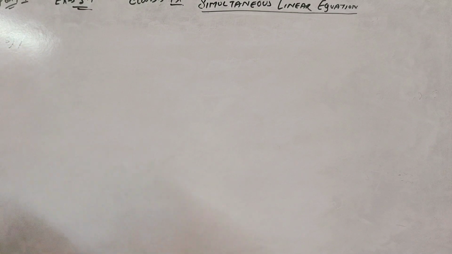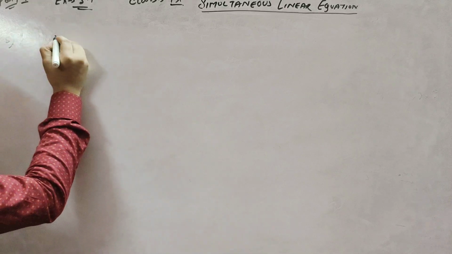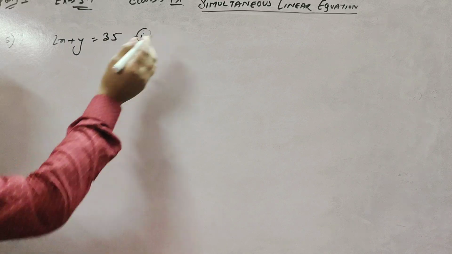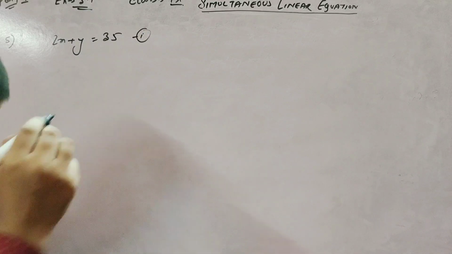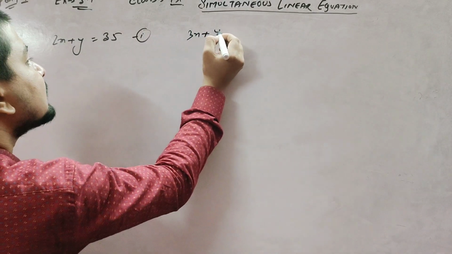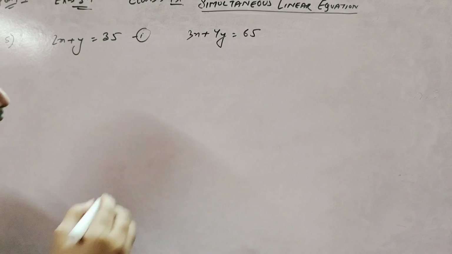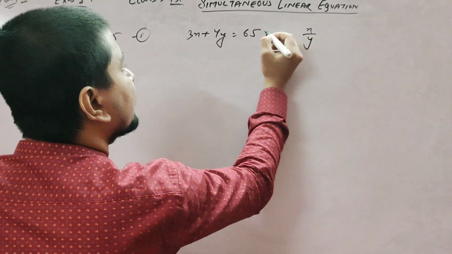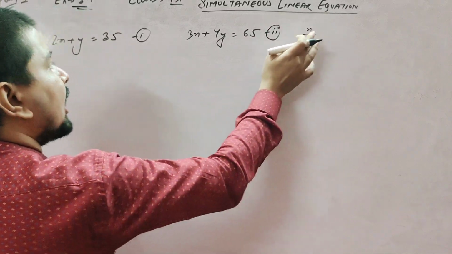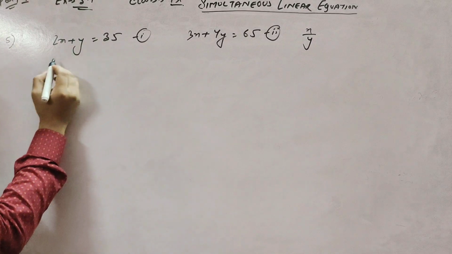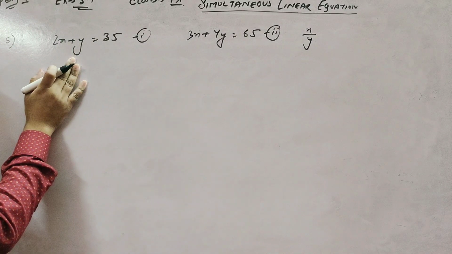Question number 5. 2x plus y equals 35, this is our equation 1, and 3x plus 4y equals 65, this is our equation 2. Find the value of x by y. That means after getting the value of x and y, just divide the terms. Okay, so same as before, from here we find the value of y, getting easy.